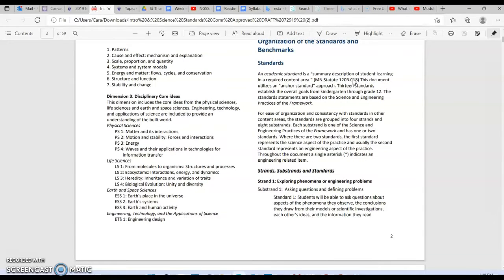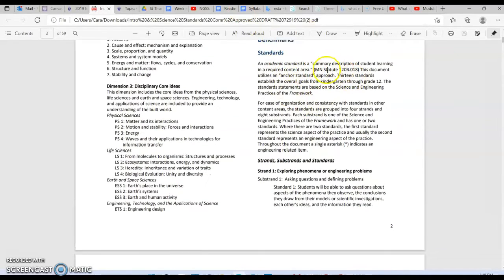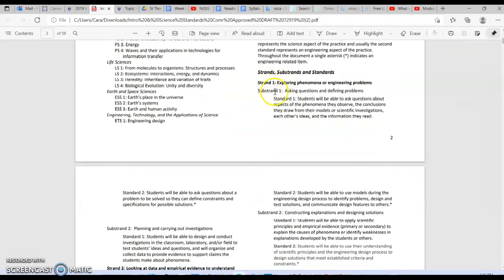One of the things that's different in the 2019 standards is something they did in the ELA, English Language Arts standards that we are currently operating on, is that they have created 13 anchor standards for science. I look right here, it describes what an anchor standard is. And as we scroll down, you can see the core strands, substrands, and then standards. And I have this broken down in a different document to make it a little easier to understand.